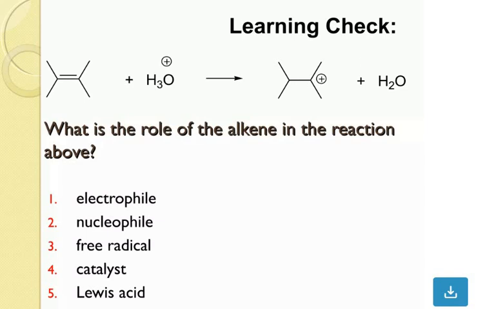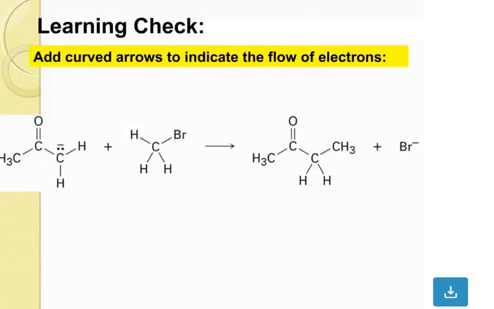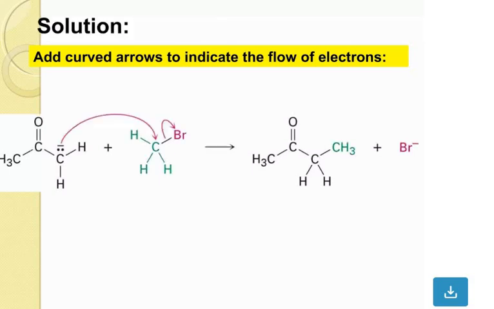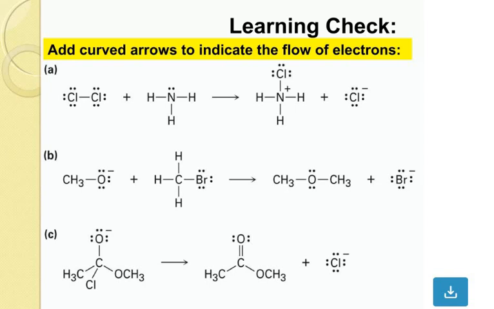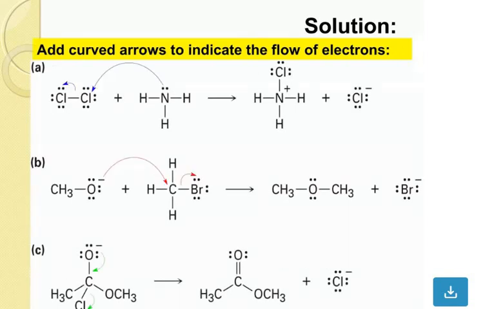Learning check: what is the role of the alkene in the reaction above? You can see the options: electrophilic, nucleophilic, free radical, catalytic, Lewis acid. Answer: nucleophile. Now add a curved arrow to indicate the flow of electrons. This is the answer.